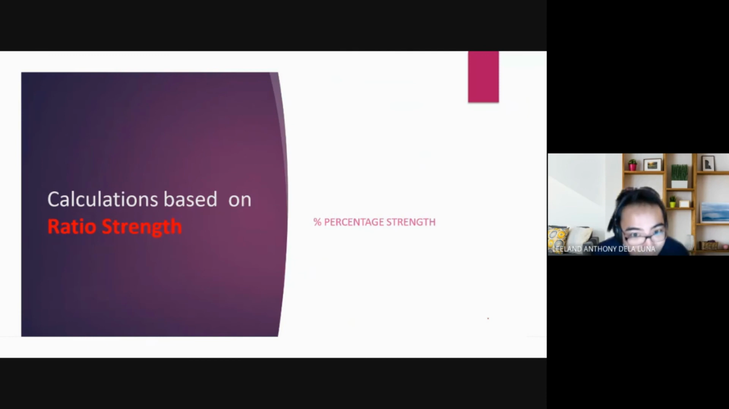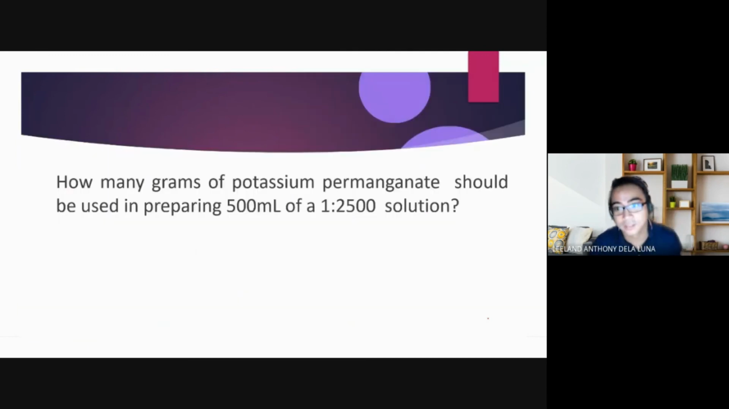Okay, what about this one? So calculations based on ratio strength. How many grams of potassium permanganate should be used in preparing 500 ml of a 1:2500 solution. Actually, pag ganito class ang expression, napakadali na, kasi naka-ratio na agad siya. So parang sasabihin mo lang dyan is 1:2500. 1 dito meaning the solute, 2,500 will be the volume of the solution. Then, that would just simply be X is to 500 ml.